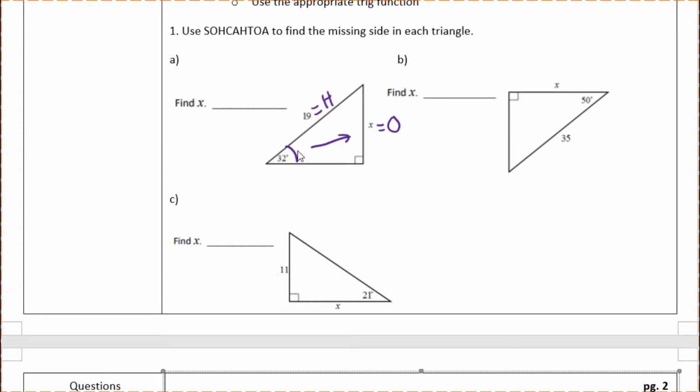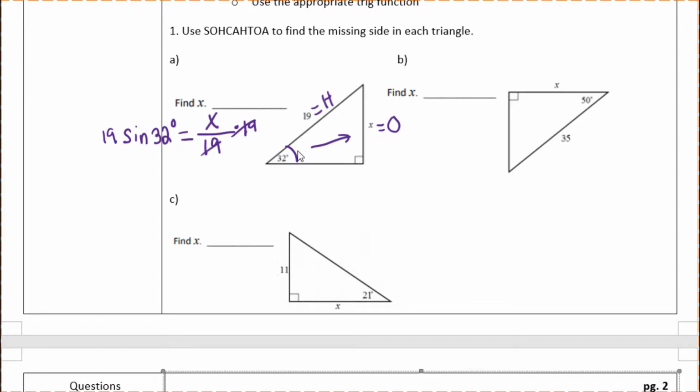Okay, and I'll write it over here. So you have sine of 32 degrees is equal to opposite over hypotenuse. So opposite is x, hypotenuse is 19. All right, then you want to solve for x, so you're going to times 19 on both sides to cancel.